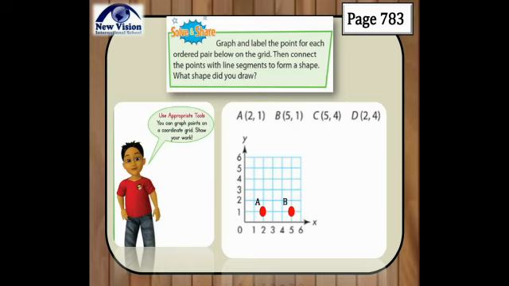Next, point C is (5, 4). So here is point C. And last point, we have point D, (2, 4). So 2 units to the right of 0 and then 4 units up. So here is our point D. And then we're going to connect the lines to form a shape. So let's see what shape we are going to form. Connecting the points, we formed a square. Very good.